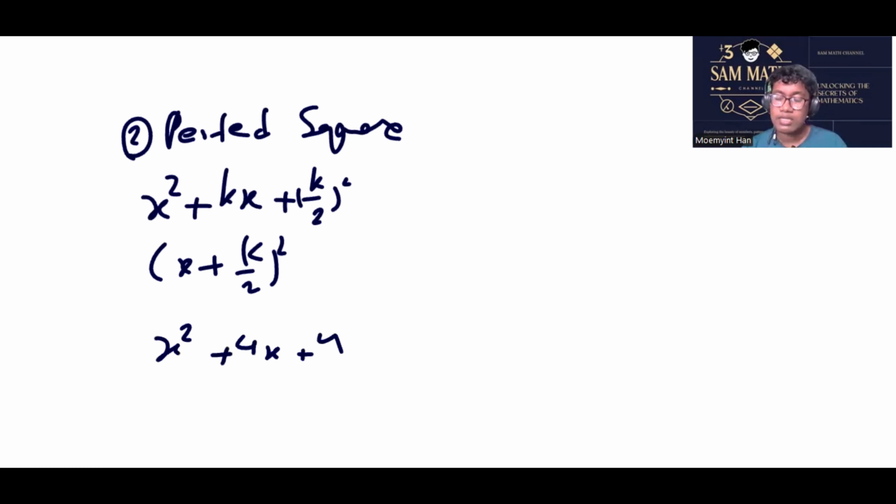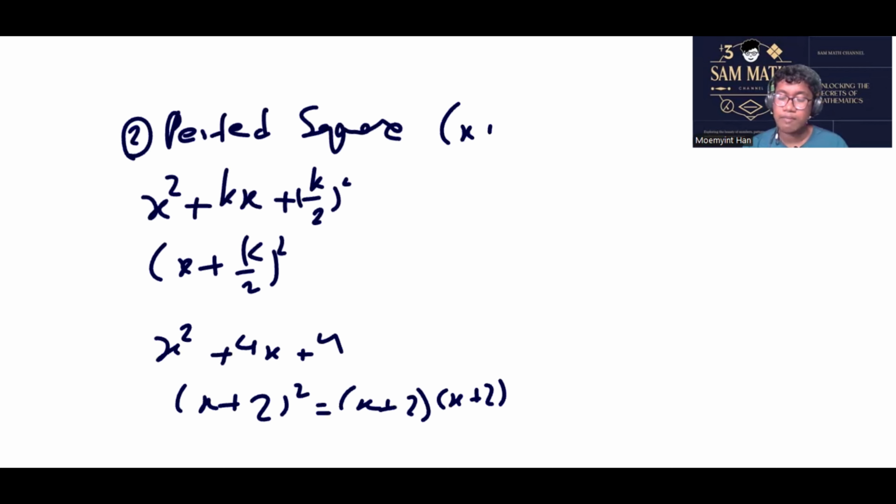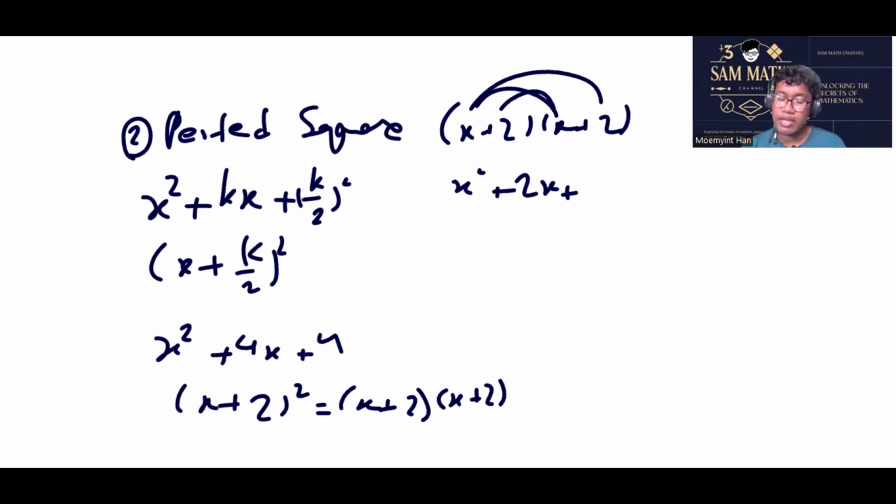Why? Because it is the same as (a plus 2) and (a plus 2). Let me calculate it. So (a plus 2) times (a plus 2) is going to make a squared plus 2x plus 2x plus 4. So it's going to make a squared plus 4x plus 4.